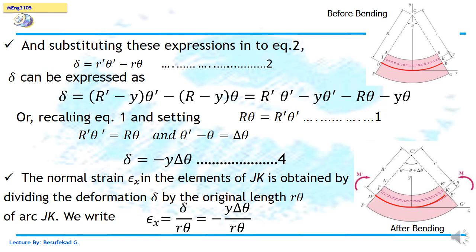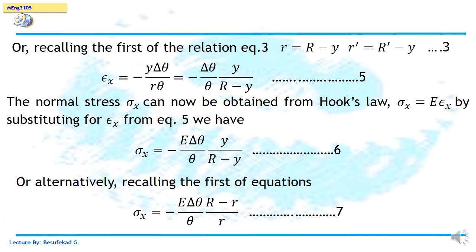You see this one? R prime plus Y gives R prime. R plus Y gives us what? Capital R. So now, substitution of this thing into equation 3 gives equation 5. Apply Hooke's law, where it says that sigma x is equal to elastic modulus multiplied by strain. And if you substitute it from equation 5, then we get this one.